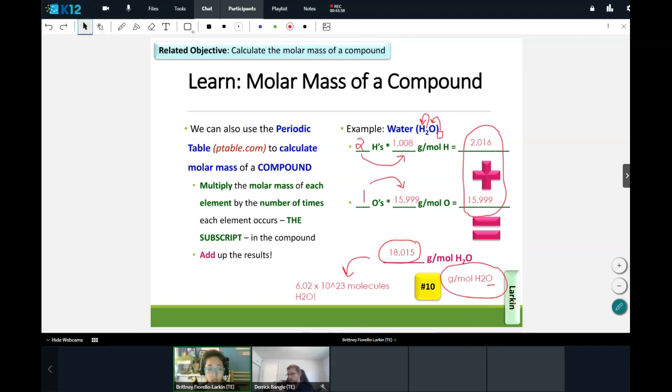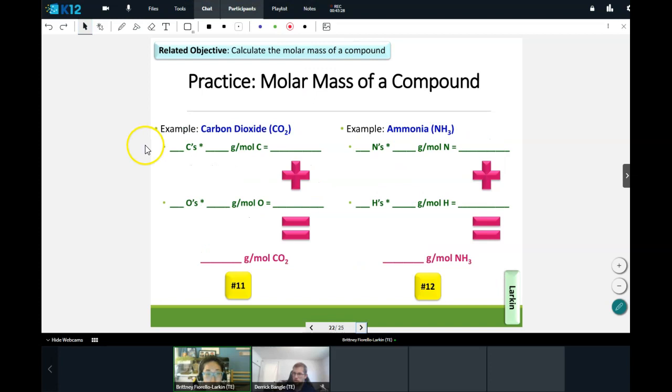Go ahead and raise your hands for number 10. All right, let's go ahead and try carbon dioxide. So how many carbons are in carbon dioxide? We've got a blank subscript. Blanks mean what? Yes, exactly. Blanks mean 1.